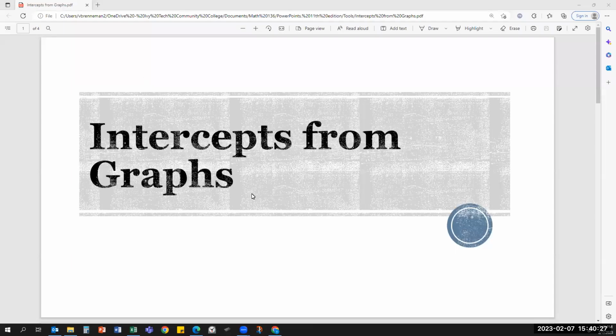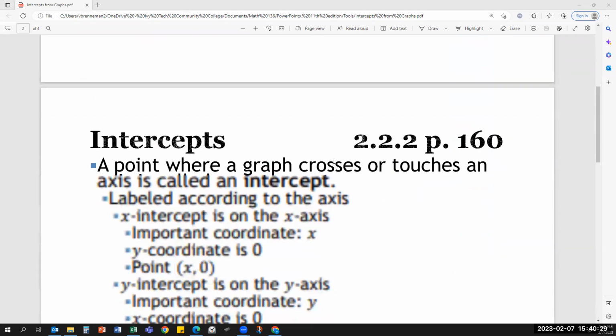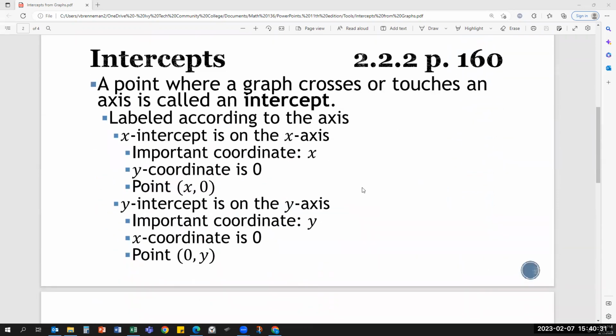Let's talk about finding intercepts from graphs. So an intercept is a point where the graph crosses or touches an axis, so either the x-axis or the y-axis or both. It's a point that has a coordinate of 0 somewhere in there. One or both coordinates is 0.